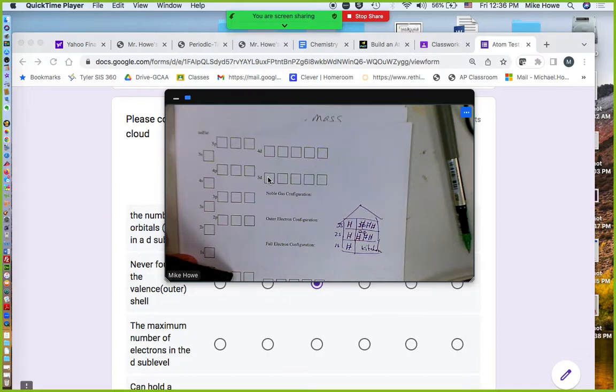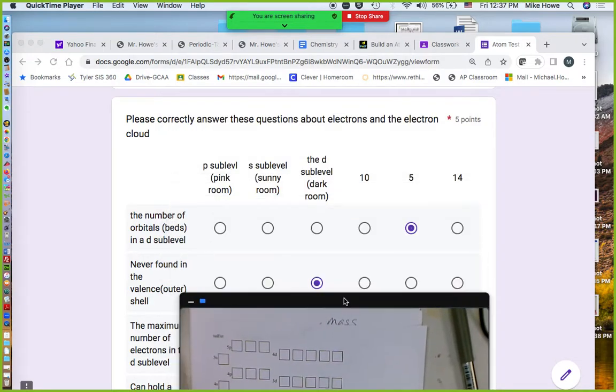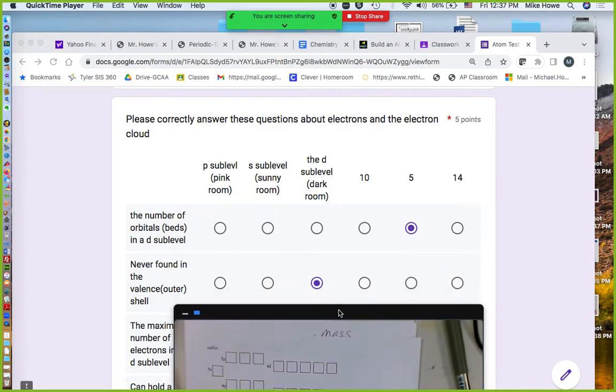So 4S came before 3D. Therefore, the highest or outer shell is the highest coefficient, and 4 is bigger than 3. 4 came before 3. Up here we have 5 is the highest level, which comes before D. It's not literally higher, but it's the bonding shell. The 5th energy level is considered outer shell. So the 5 is bigger than 4, and so 4 will not be in the outer shell. So the idea here was that the D sublevel is never found in the outer shell.